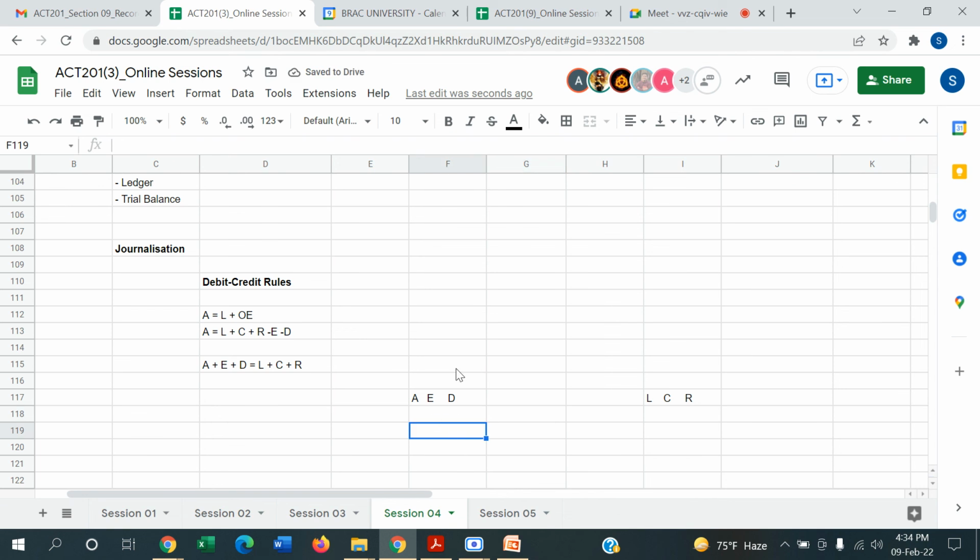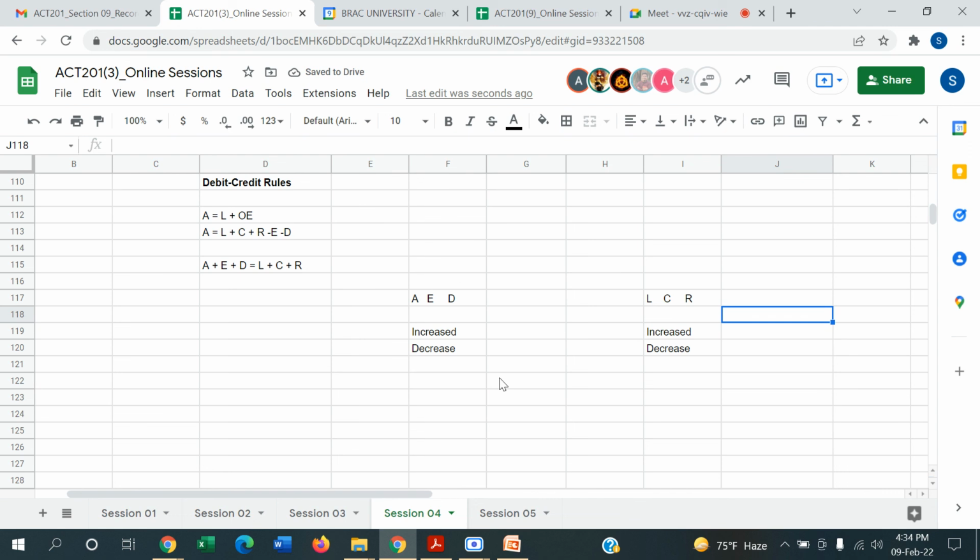And the debit credit rule says that we know that this asset, expense and drawings can be increased and be decreased as well. Similarly for the liability, capital and revenue, it can be increased, can be decreased by a transaction. And now let's see what the debit credit rule says. This rule says that when asset, expense or drawings increase in an organization, we have to debit it, in short, DR. On the other hand, when asset, expense, and drawings decrease, we have to credit it.